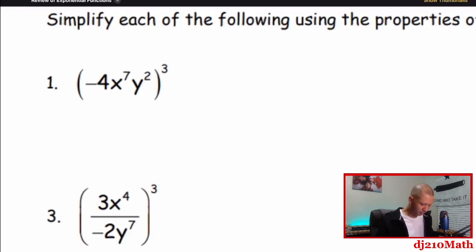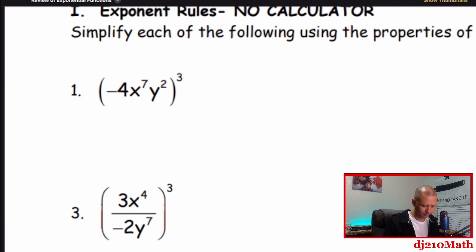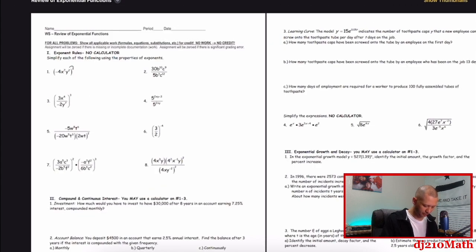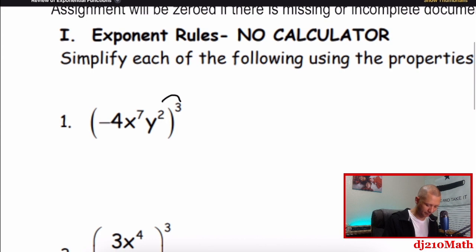So number one, negative 4, x to the 7th, y squared, all to the third. So we can apply the power 3 to each of the pieces inside.